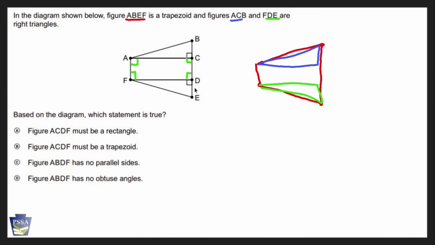So ACDF must be a rectangle is true. The other ones won't make sense. They just won't work out. And if you look at the pictures, I know you're not supposed to do that, but if you look at the pictures, you can kind of see why they won't make sense. But A is going to be the correct answer.